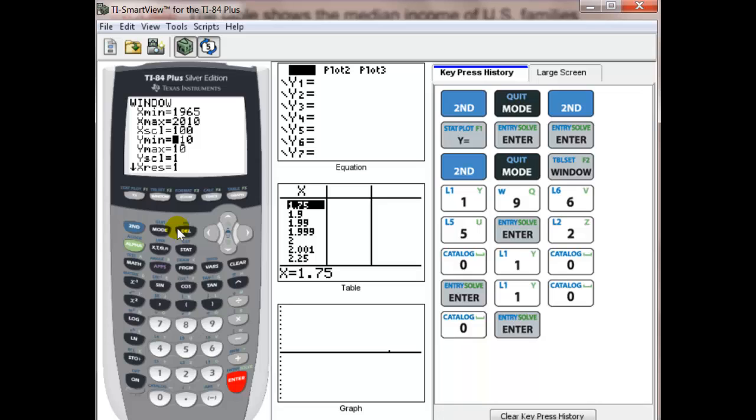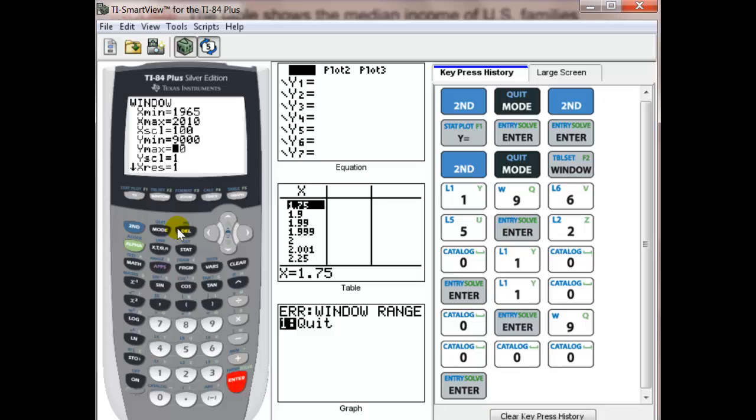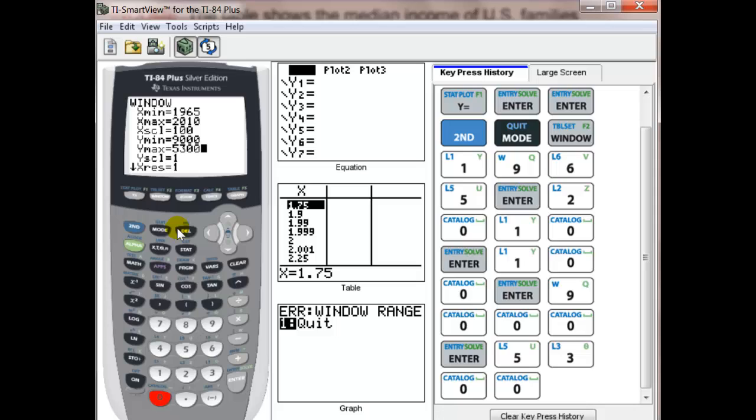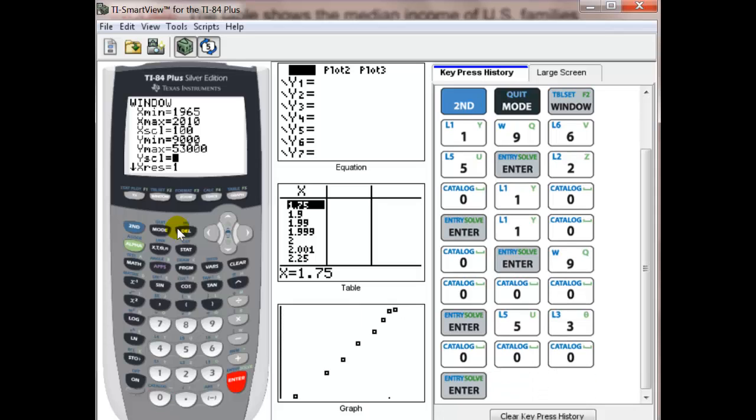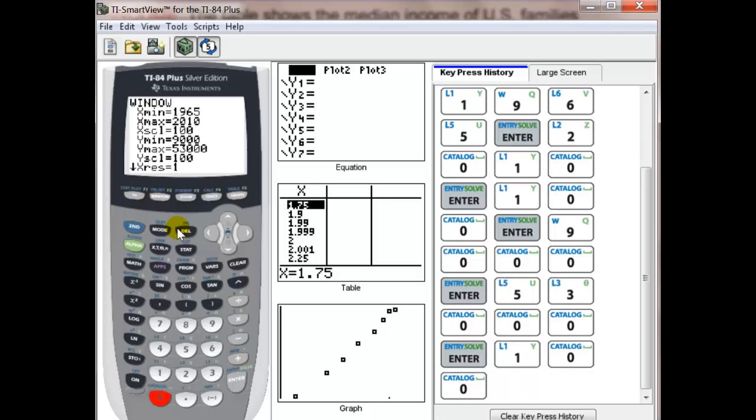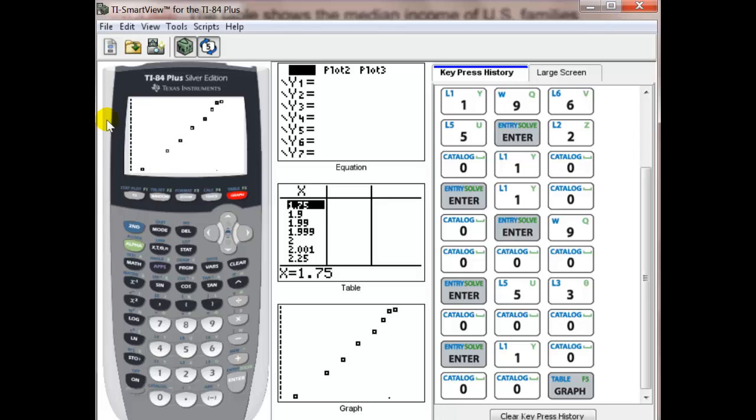Now your Y's. Look at what your Y's range from. Your Y's range from about 9,800 to 51,000. So my Y min, I'm going to go 9,000. Y max, I have 51,000. I'm going to go 53,000. And I'm going to go by thousands on my Y scale. So now, if you press graph, you should see a scatter plot.